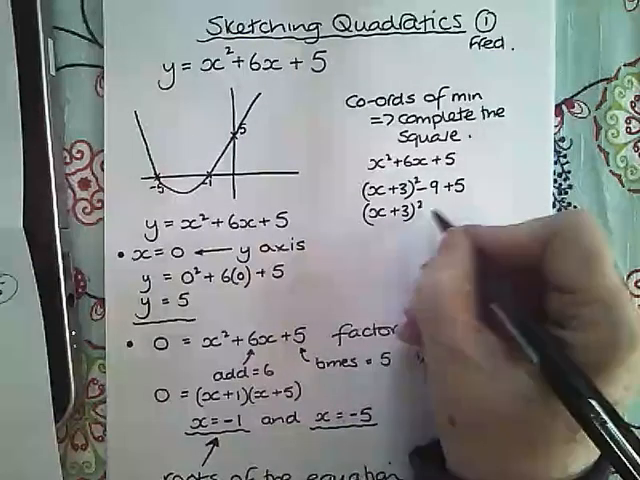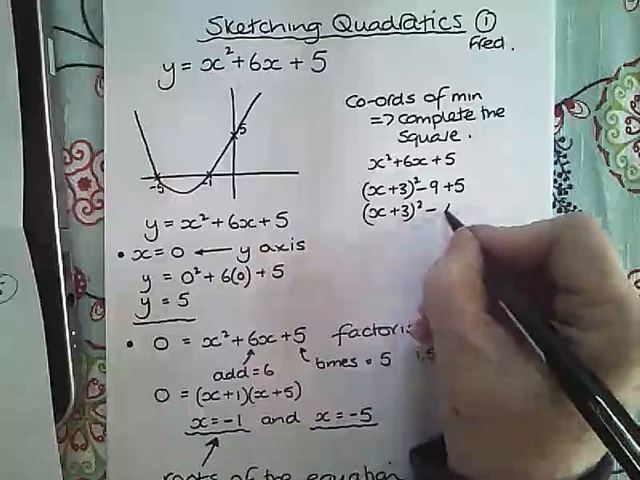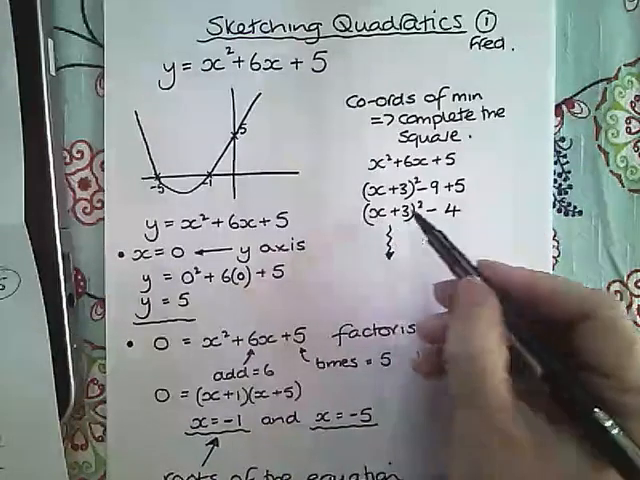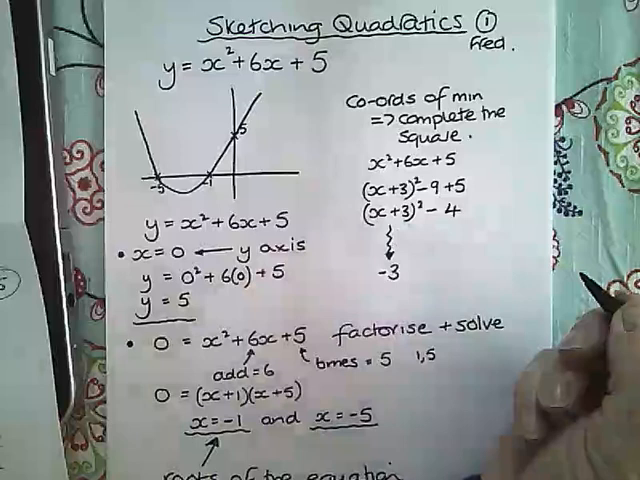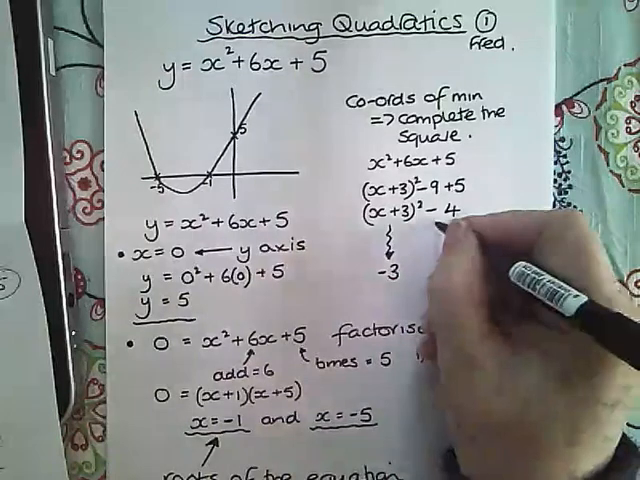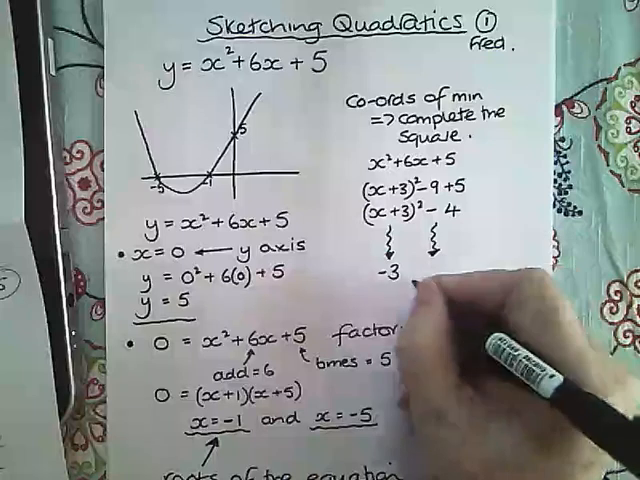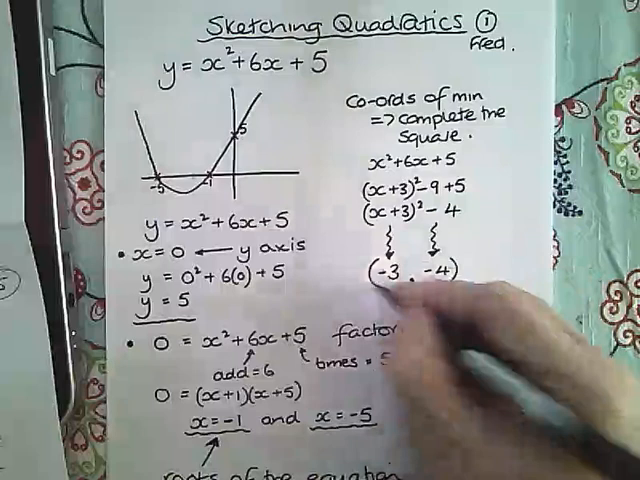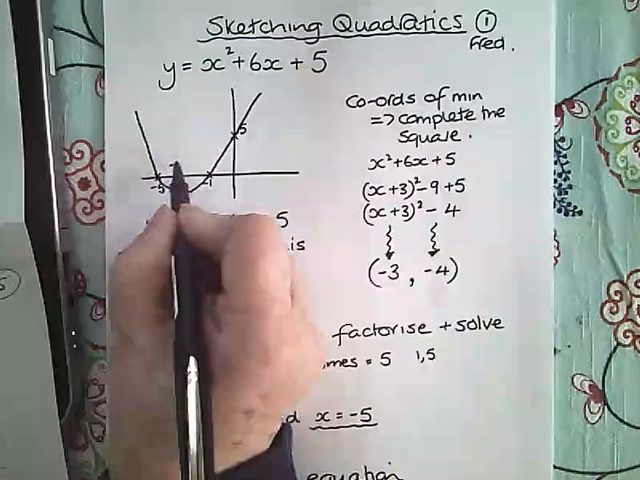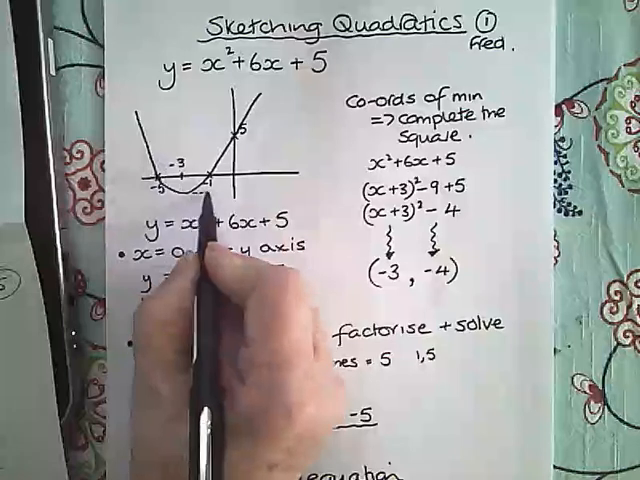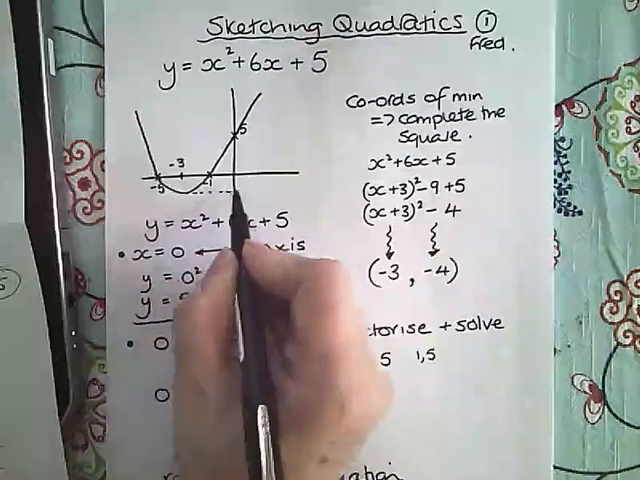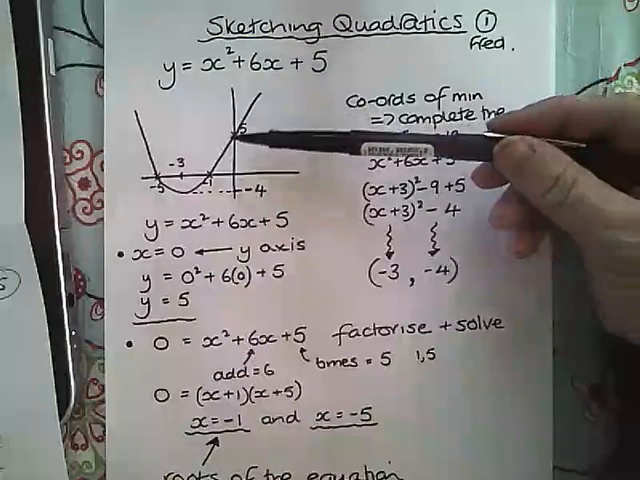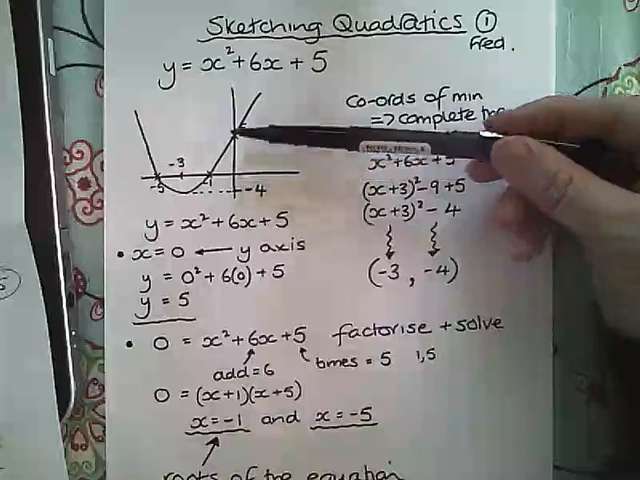So finding the coordinates of the minimum point, the x bit of the coordinates is whatever makes this bracket 0, so that's minus 3. And the y bit is the number including the sign, so this is going to be minus 4. So let's plot that. Go minus 3 along, and then this bit here comes down to minus 4. And remember, it's only a sketch, so it doesn't matter that my 5 is much further up than my minus 4. We're just trying to point out the interesting bits of that quadratic curve.